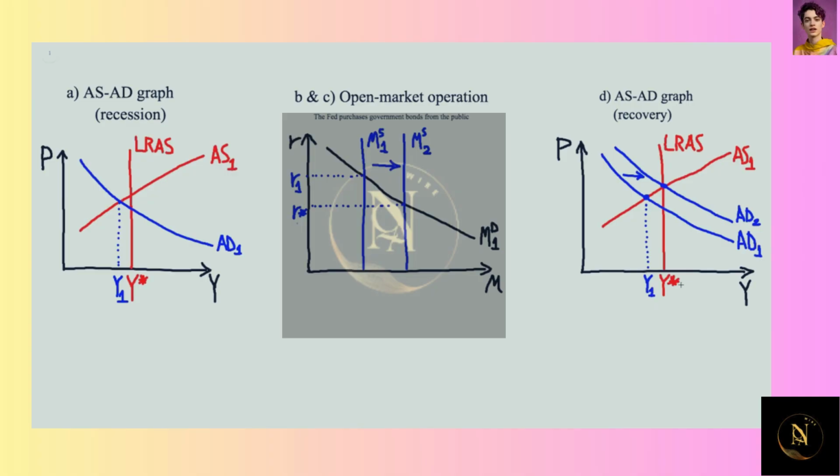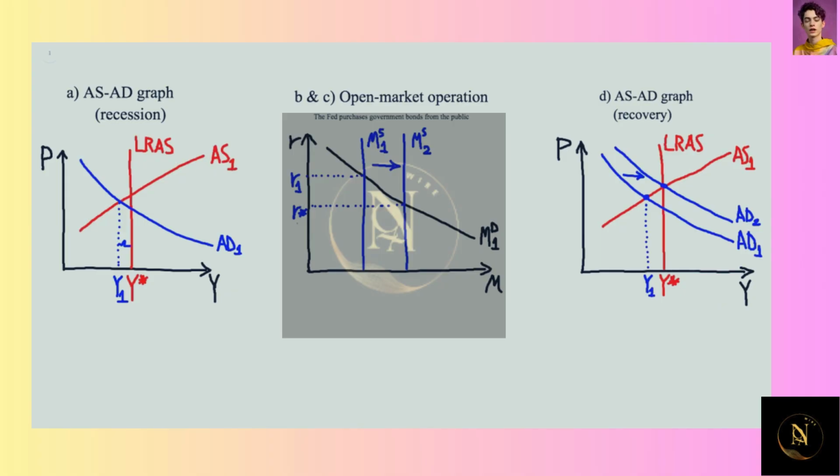In contrast, the upward sloping aggregate supply curve AS1 will dissect the downward sloping aggregate demand curve AD1 at a point off and to the left of the long run aggregate supply curve, thus resulting in a lower level of output Y1, and the difference between Y1 and Y star will be the recessionary gap.